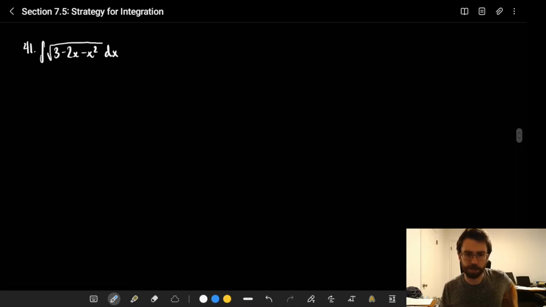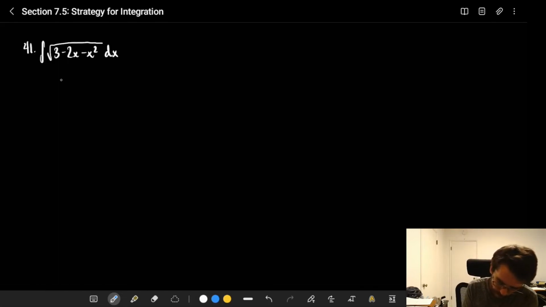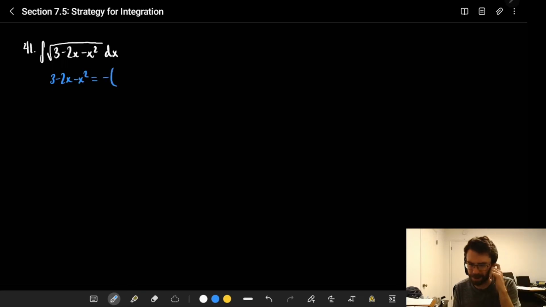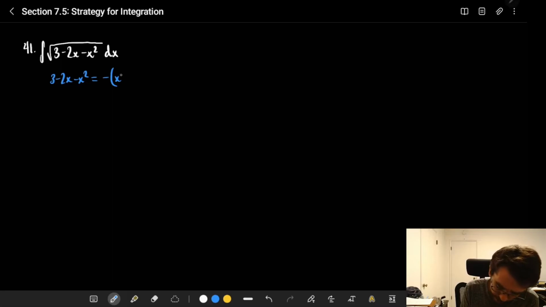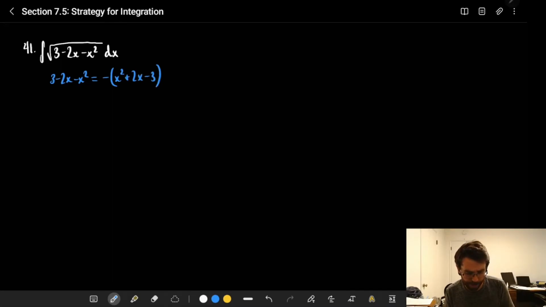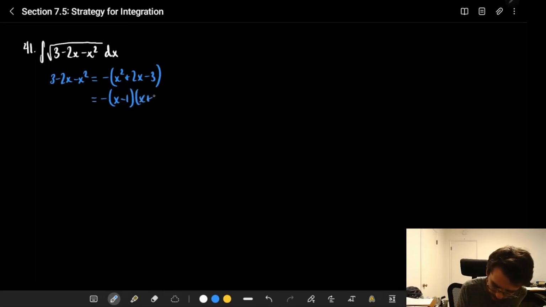41 immediately shouts complete the square right at my face. In the sense of 3 minus 2x minus x squared. I want the x squared out front, so let's just pull out a negative and say that's x squared plus 2x minus 3. First of all, can I just factor that? I would need a minus 1 plus 3. x minus 1, x plus 3.